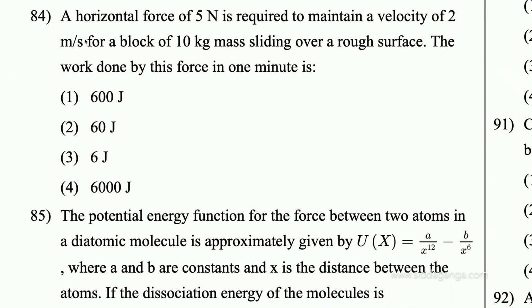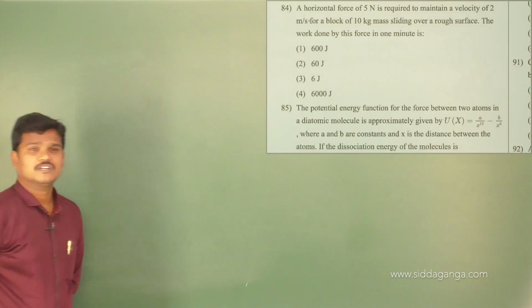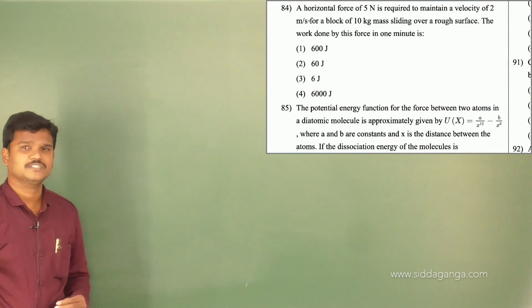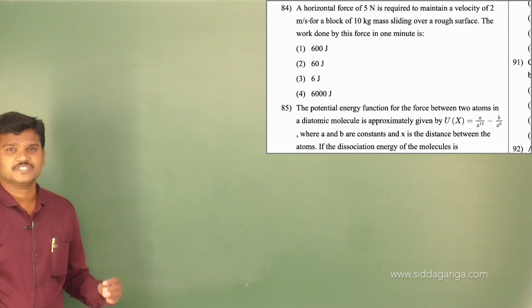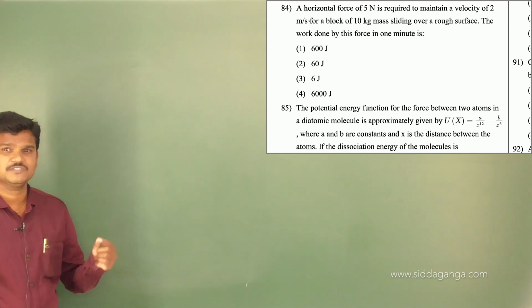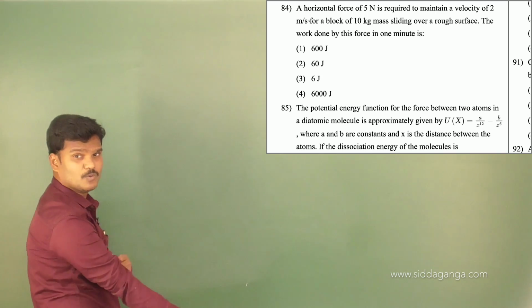See the next question. A horizontal force of 5 Newton is required to maintain a velocity of 2 meter per second for a block of 10 kg mass sliding over a rough surface. Find the work done by this force in 1 minute. Horizontal force of 5 Newton that is required to maintain a velocity of 2 meter per second for a block of 10 kg mass which is sliding over a rough surface.